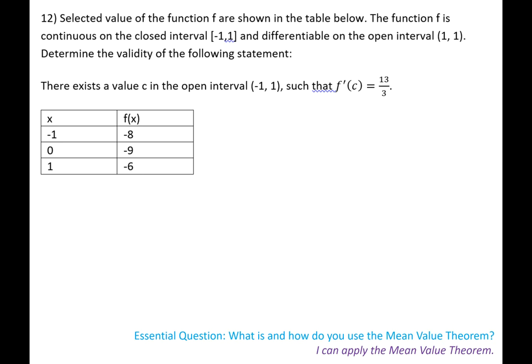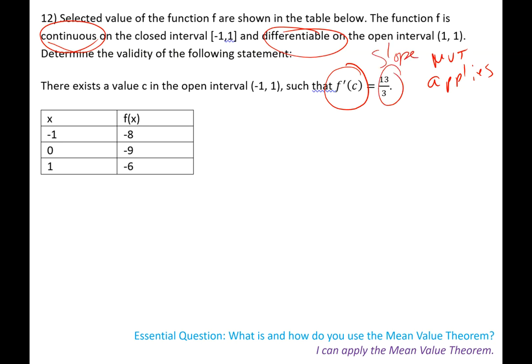It's the same concepts as we were doing in class, but there's a couple things you have to check. Selected values of the function are shown in the table below. The function f is continuous on a closed interval and differentiable on the open interval. So if it's continuous and differentiable, that means that MVT, the mean value theorem, definitely applies. We're supposed to determine the validity of the statement. If the mean value theorem applies, it guarantees that at some point the derivative has to equal that value of the slope.